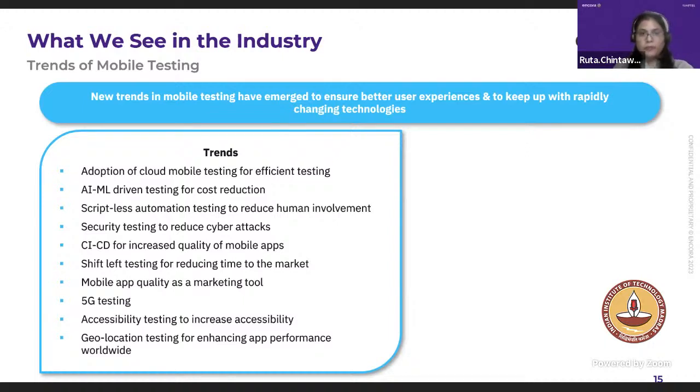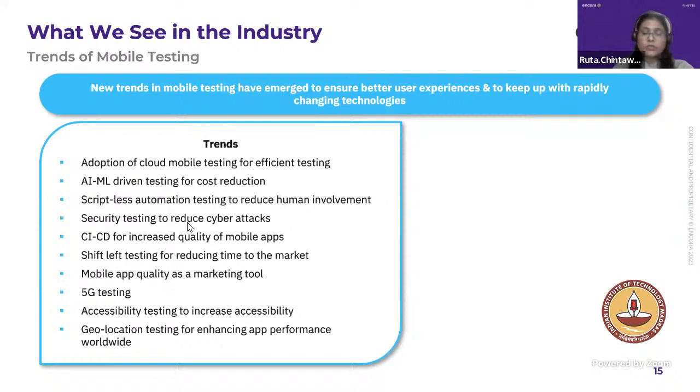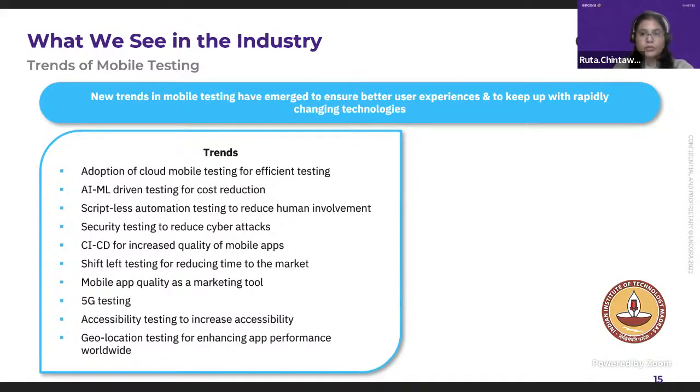Then we have security, which is always the top priority. As I mentioned, security testing is always good to include to reduce cyber attacks. We can cross check that. We have multiple tools available in the market. Then we have CI/CD for increased quality of mobile application, which is continuous integration and continuous development tooling, so that we can implement.